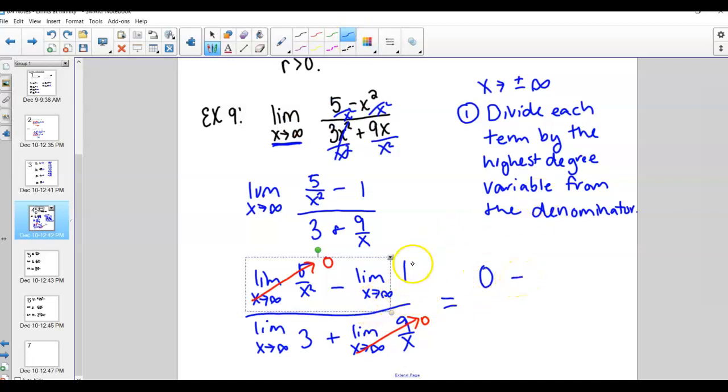So what we end up with here is a limit where we get 0 minus, our limit as x approaches infinity of 1 is just 1 because there's no variable there. It's just a constant term that's going to be the same all the time. We don't have an x there that's getting larger and larger and larger. The value is just 1. Same thing down here for our limit as x approaches infinity of 3. We're just going to get 3 and then plus 0. So what we end up with here is just negative 1 over 3. So we get negative 1/3 for our answer here.